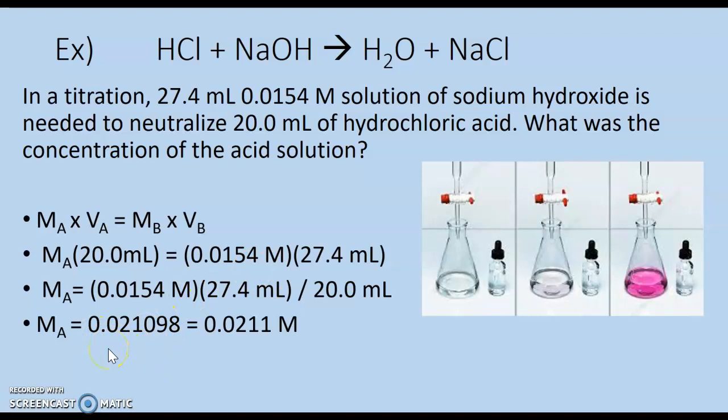And then when you enter that into your calculator, of course it's not going to give you an even number. So this is what it gives me originally, but if I look back at my question, what's the least amount of sig figs? They're actually all 3. So you're going to keep the 2, you're going to keep the 1, and you're going to keep the 0, but this 9 is going to round the 0 up to a 1. So 0.0211. Because this was a molarity or concentration, then we have to put our units of M.